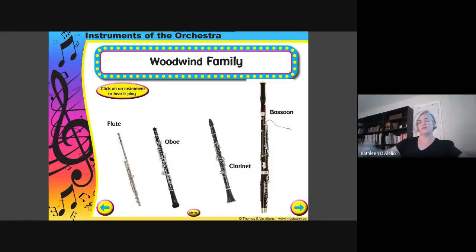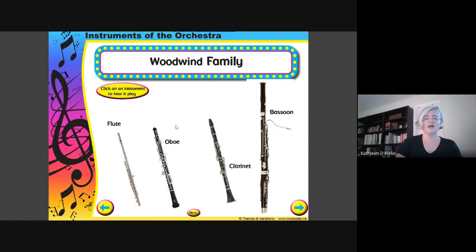Yay, woodwind family. My house is full of woodwind players. My husband plays the bassoon, my middle child plays the clarinet, and my youngest daughter plays the flute. So we have a lot of woodwind players around here.